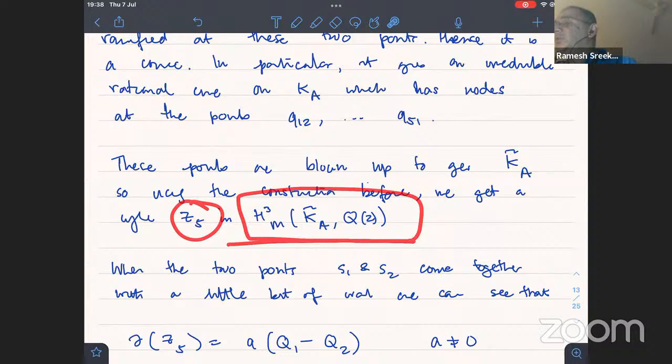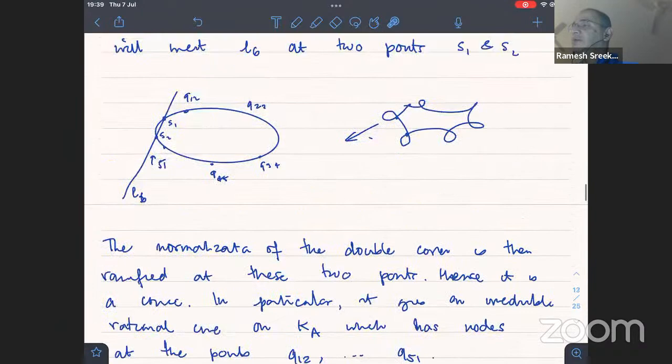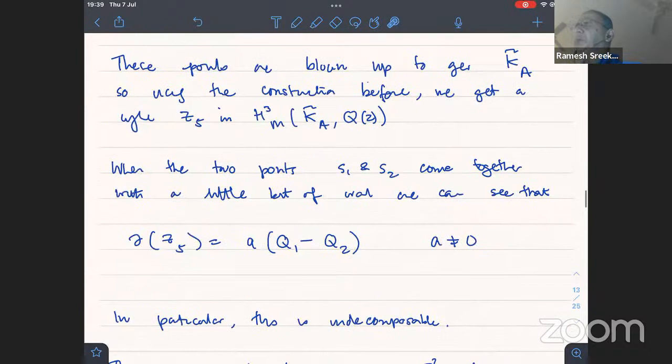This is the Kummer K3 surface, and one can see without too much difficulty that when the two points S1 and S2 come together, that means it's tangent. Again, that becomes a nodal point, and you're blowing it up. So therefore, it's a ramification point. You'll blow it up and it's nodal. So again, you'll get two components, and the boundary is basically A times some Q1 minus Q2 for some A not equal to zero, where Q1 and Q2 are the two curves that exist in the case of Q5, when you have multiplication by Z root 5.